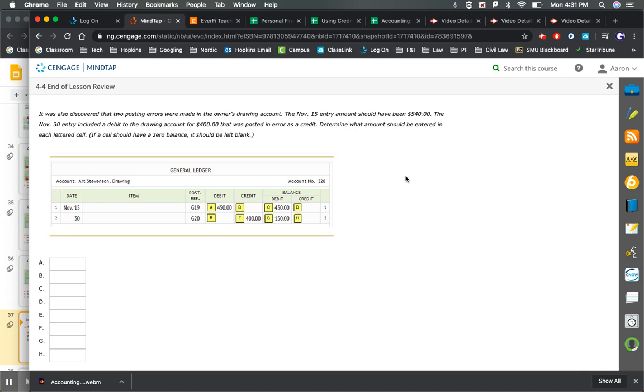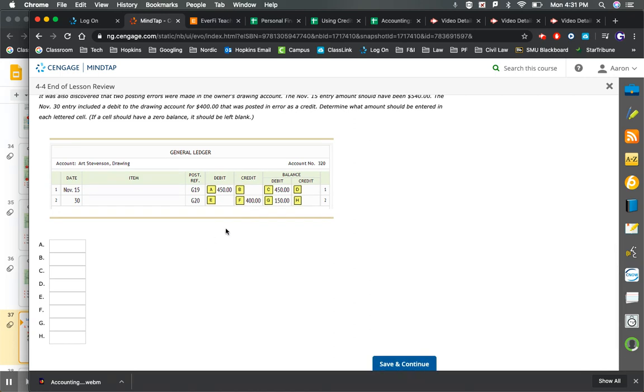So the November 15th entry should have been $540. So it's saying this should be $540, not $450. And then there was also a problem with a posting from the November 30th entry, which included a debit to the account for $400 that was posted in error as a credit. So this was posted as a credit. It should have been posted as a debit. So we're just going to walk through and put in what should be in each of these boxes. Now note, if a cell should have a 0 balance, just leave it blank.